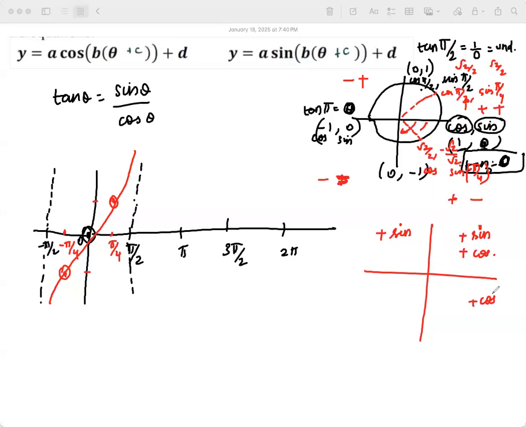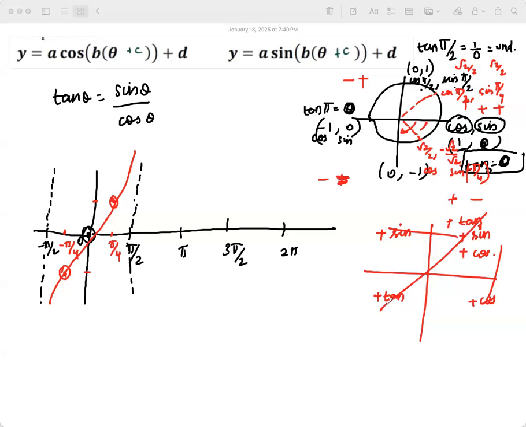Now, where is tan positive? First quadrant and third quadrant. Yeah, nice. First quadrant and third quadrant. You will have to remember this. The way I remember this is sine like this, cos like this, tan like this. You'll have to remember that. This comes only when you memorize.